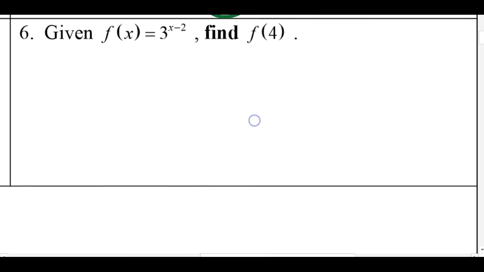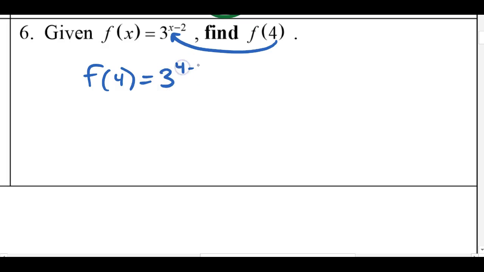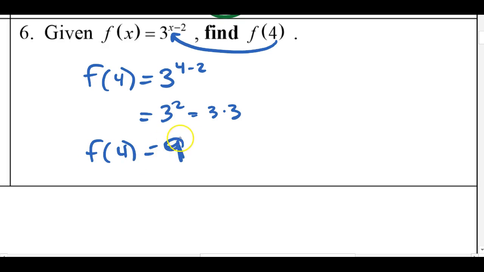Now, number 6. Again, you're just going to take the input and plug it in where you see x. Okay, so f of 4 is equal to 3 to the 4 minus 2. Well, the first thing we want to do is exponents. Okay, so we'll do 4 minus 2, which is 2. So now it's 3 to the power of 2, or 3 squared. Well, 3 squared is also equal to 3 times 3, which is 9. So that's our answer. f of 4 equals 9.